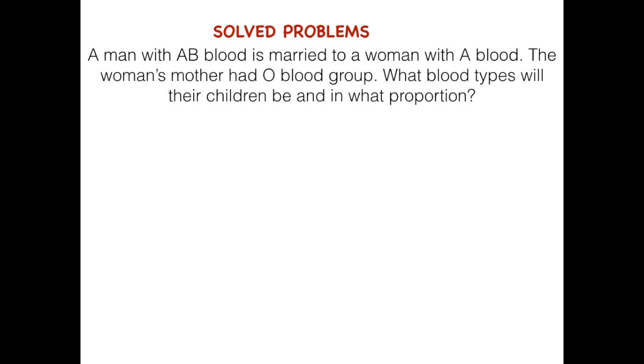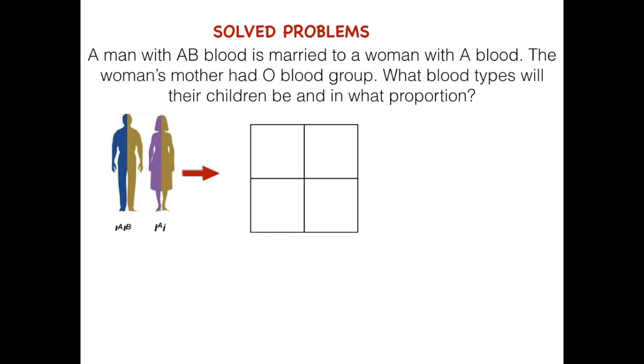A man with AB blood is married to a woman with A blood, and the woman's mother had O blood group. What blood type will the children have? Now we know that the man's genotype is IAIB, and we just figured out that the woman's genotype has to be heterozygous for A. So now it's simple. Just make the Punnett square, write the man's genotype on the left-hand side, the vertical line, and the woman's genotype on the horizontal line, and then just make the cross.